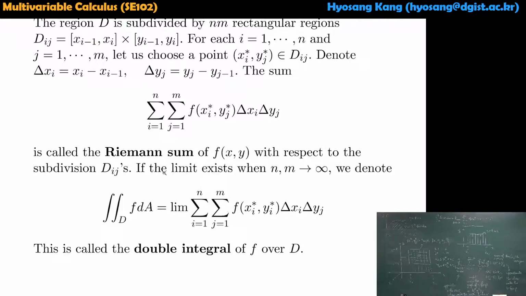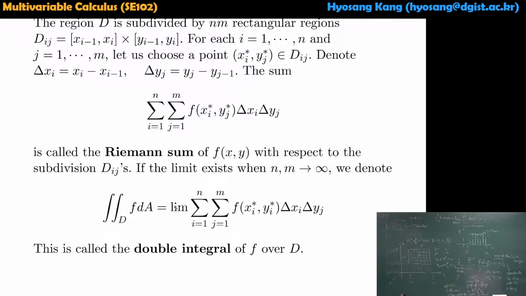All right. So there's a big assumption when you define the double integral. So here is the if condition. If the limit exists when n and m go to infinity, we denote the double integral as this symbol, and we define that value as the limit.